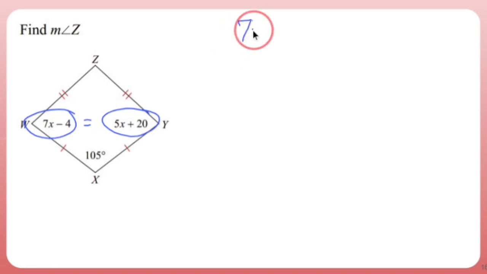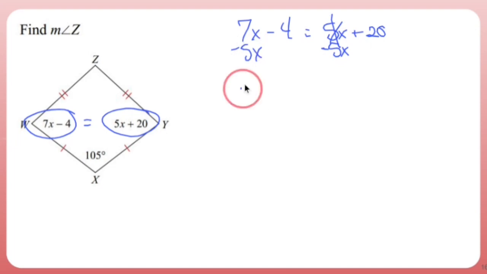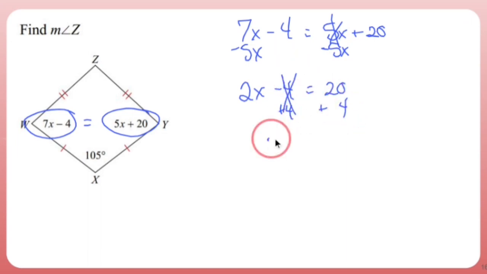So 7x minus 4 equals 5x plus 20. I have x on both sides of the equal sign, so let's subtract 5x from both sides. 7x minus 5x is 2x. Drop down the minus 4, drop down the equal sign, drop down the 20. I can add 4 to both sides. 2x equals 24. Divide both sides by 2, and x equals 12.